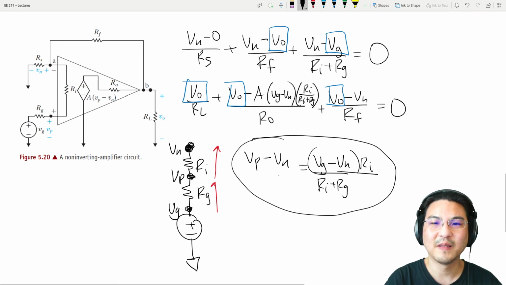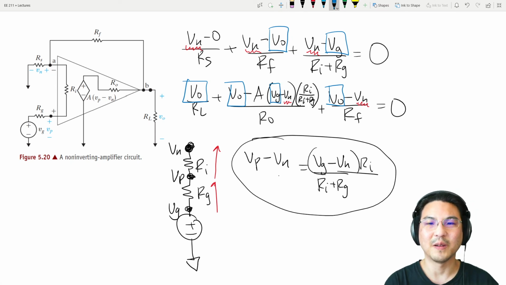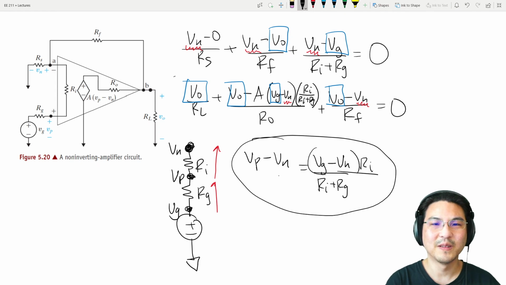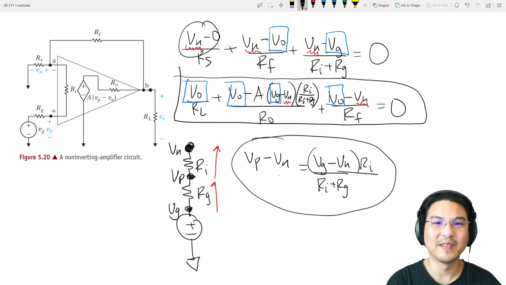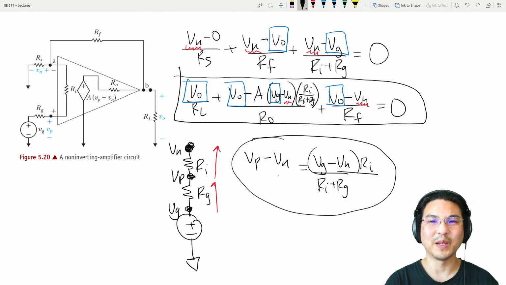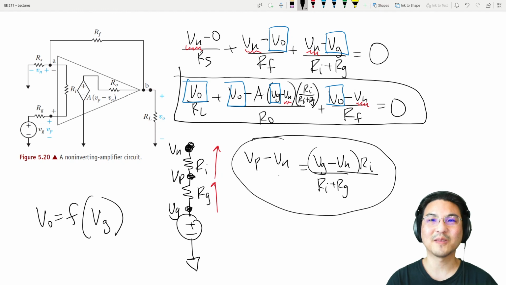Okay, now what's unknown? There's Vn and this was our input. Okay, so all we need to do is, for example, solve this for Vn and then plug it in here. Then you'll have one big mess with Vo and Vg. And then you just simplify, so then Vo will be a function of the input Vg. A huge mess, but I'm more concerned with using the method than the big mess of an answer.